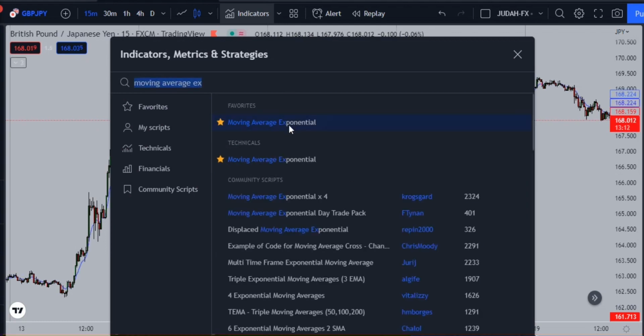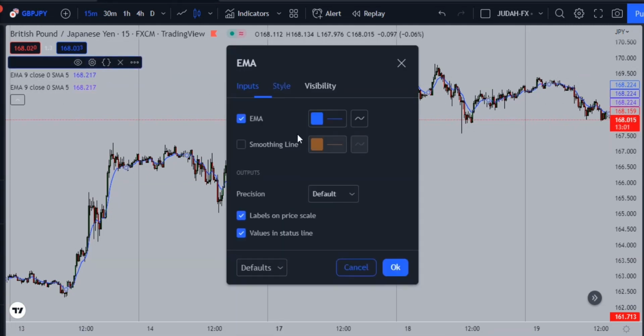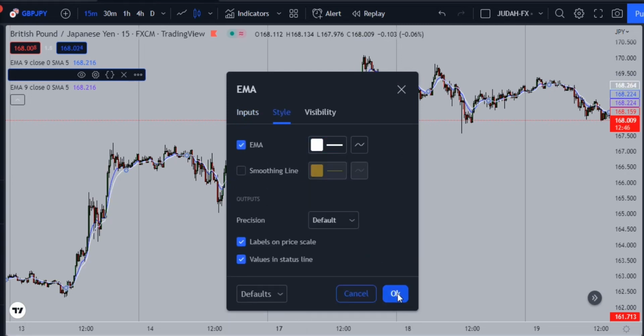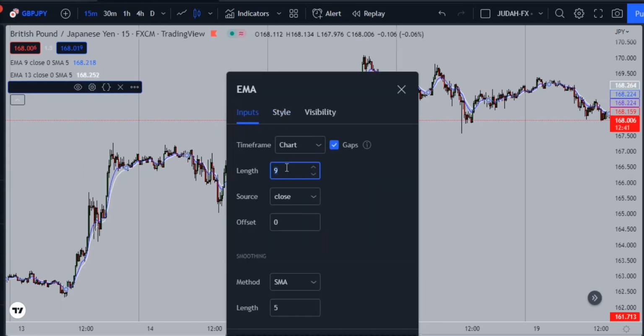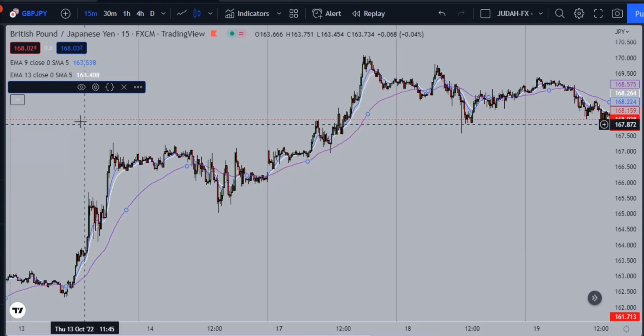Once done, go to the settings of each moving average and set the first one to 9 with the color blue. Set the second at 13 with the color white. And for the 50, set the color to be purple. Done? You should be good to go from there.